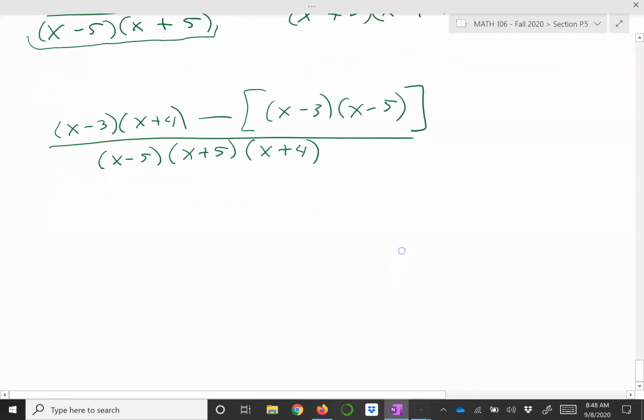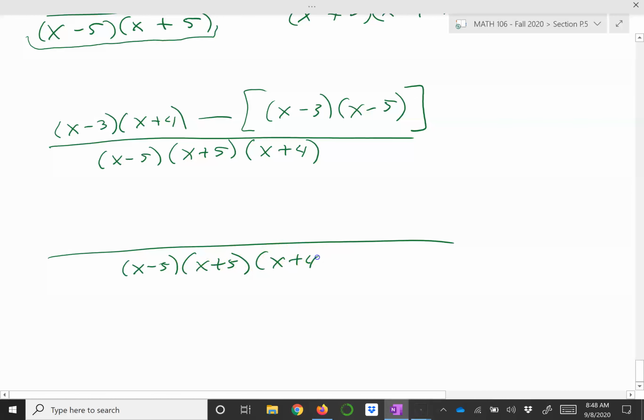All right, now you're done in the denominator. You've already determined the least common denominator. Now you have to go ahead and multiply some stuff out up here, okay? Or, I mean, you could factor out the x minus 3 if you'd like. Should we do that? You know what, let's do that just for fun.